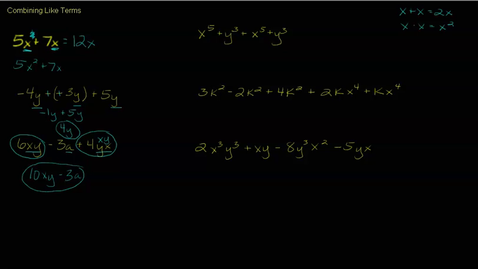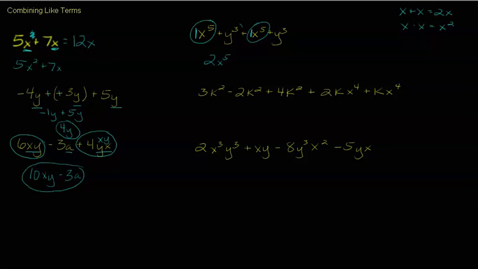All right, so let's look at this one. See if you can do this one on your own. Okay, so we have an x to the 5th here. We have an x to the 5th here, and it's a plus. Remember that there's an imaginary 1 in front. So what's 1 plus 1? 2x to the 5th. Notice nothing changes with the exponents. So x to the 5th plus x to the 5th is 2x to the 5th, not to the 10th. Only change the exponents when we're multiplying.